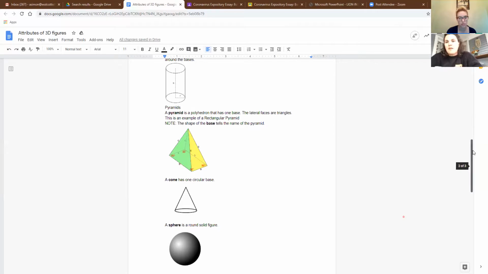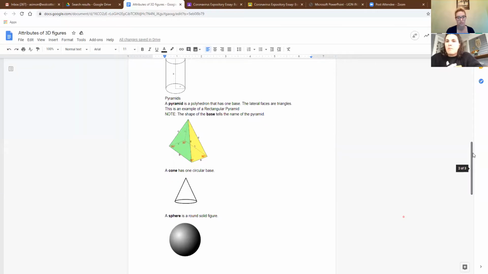If you stop and think about when you think of a pyramid, like the pyramids of ancient Egypt, what you envision is something coming to a singular point at the top. All of the lateral faces are triangles coming up to that singular point, so it only has one base.